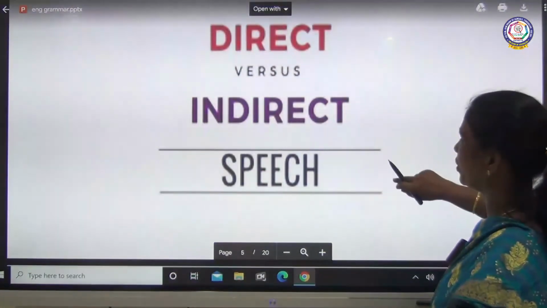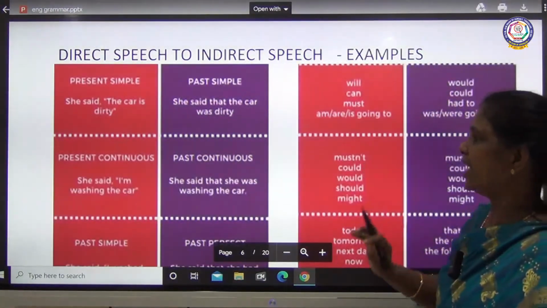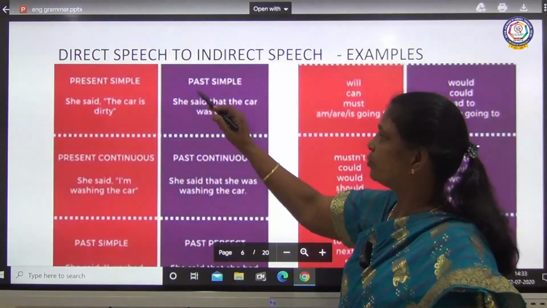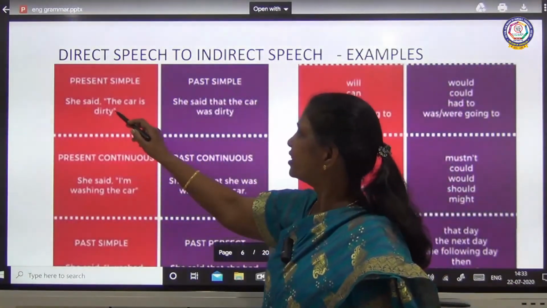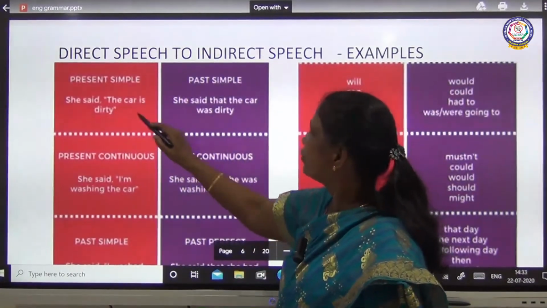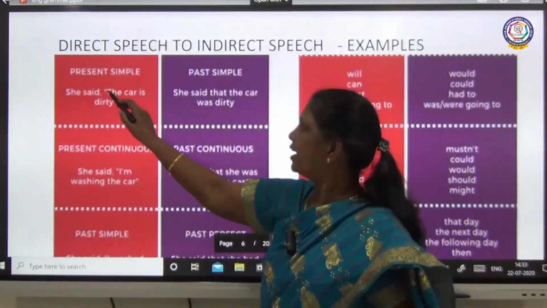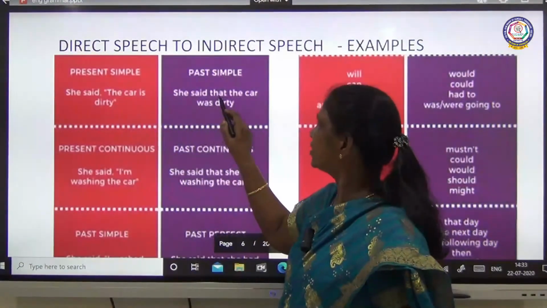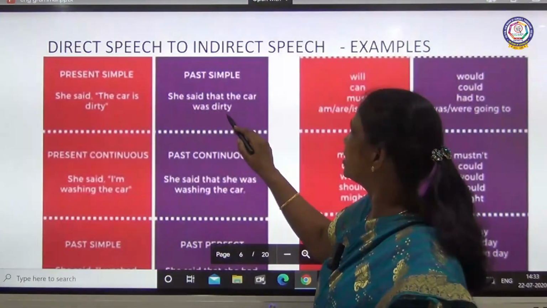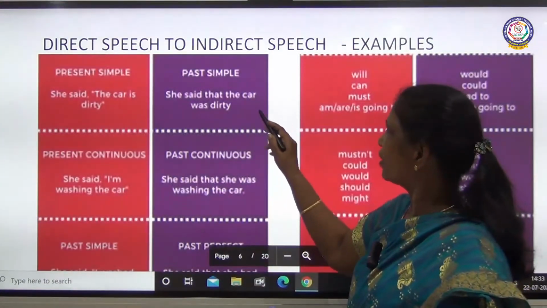Direct versus indirect speech. Okay. So here you have tense. Already in the previous class we learnt tense, 12 tenses. So present simple, you have here, she said the car is dirty. She said the car is dirty. Past simple, if you are changing this, she said, you are removing the comma and the inverted commas and adding the conjunction that, because it is a statement. The car was dirty. So is is changed into past tense was. So she said that the car was dirty.